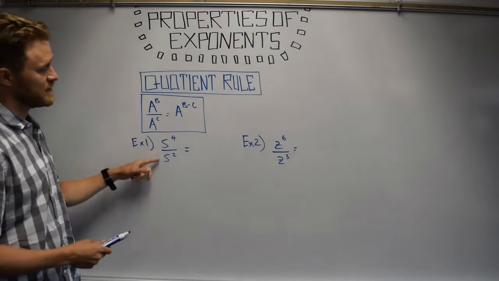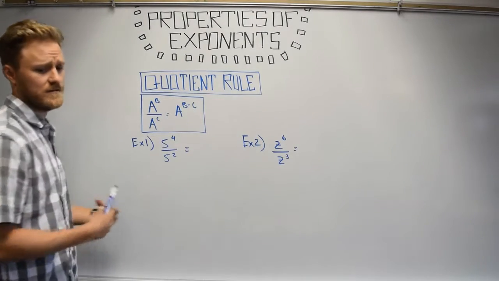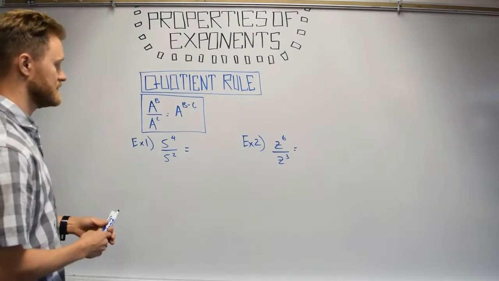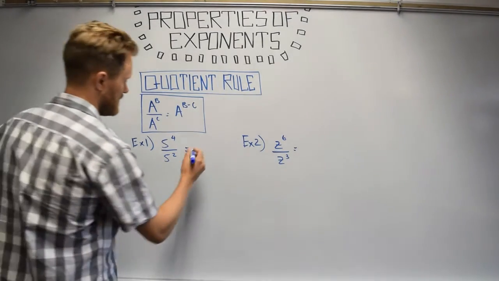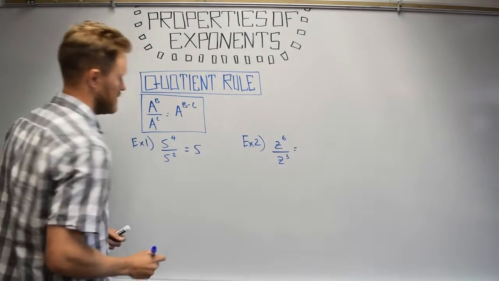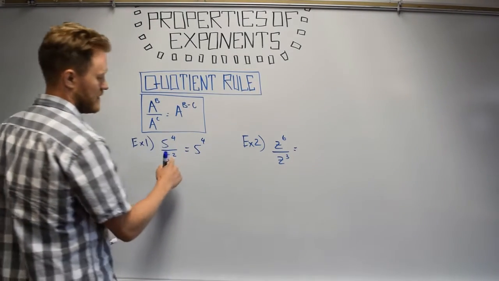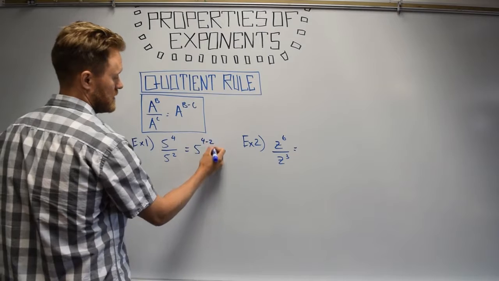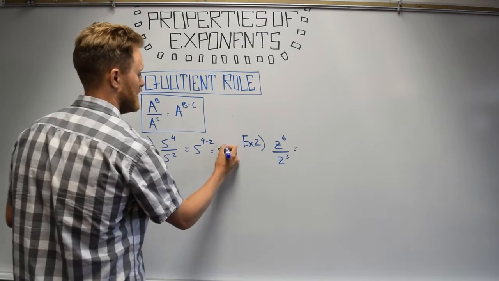So in the first example here, like we did last time, we'll go ahead and use the formula and then we'll try and justify it without the formula. So the base that I have in common is 5. The power on the top is 4. The power on the bottom is 2. So I get 5 to the 4 minus 2, or just 5 squared.